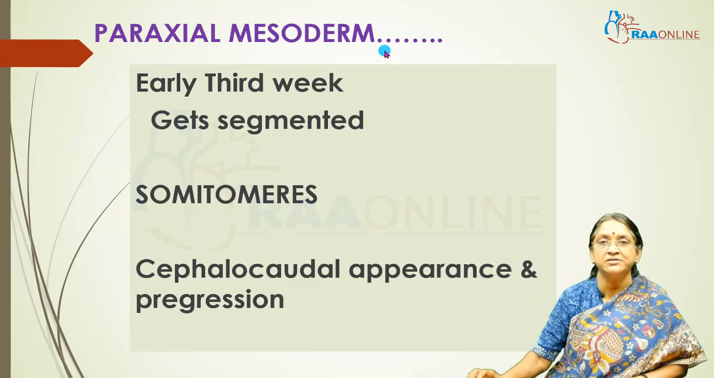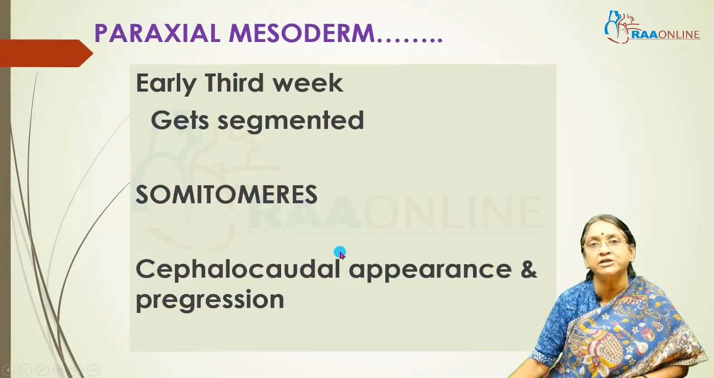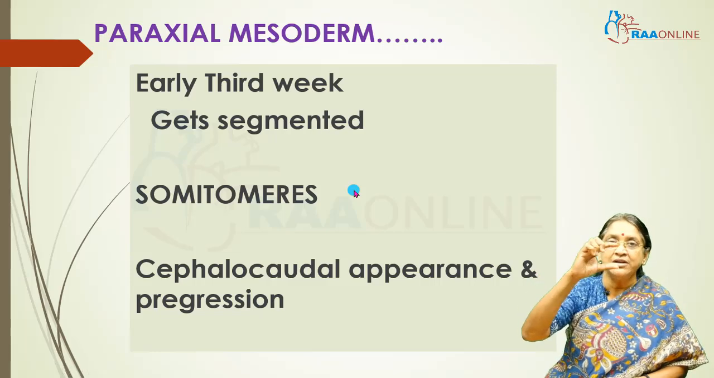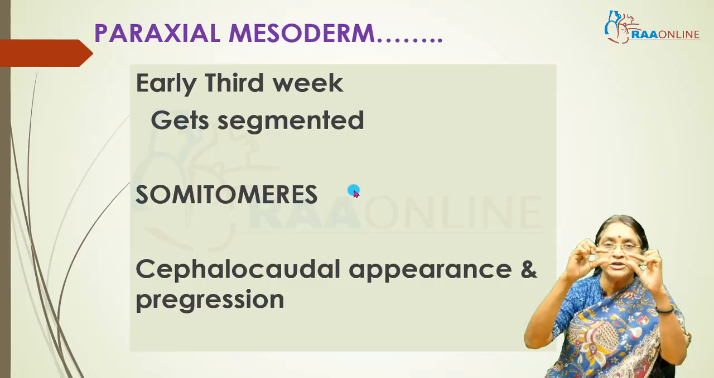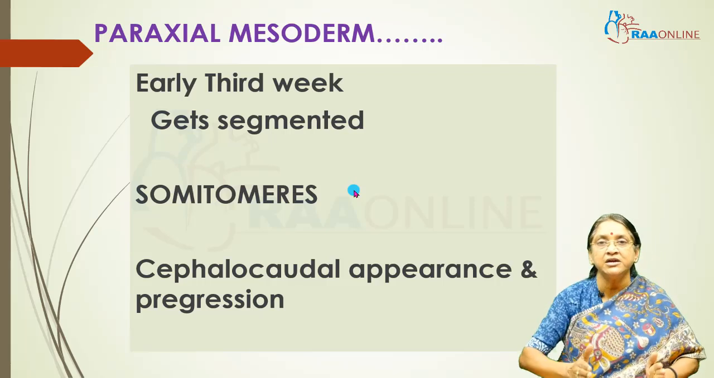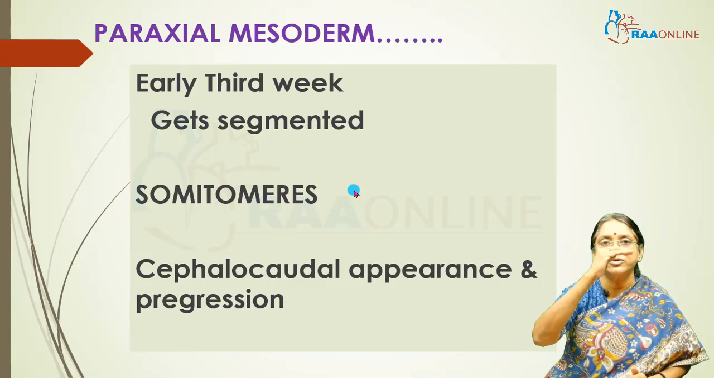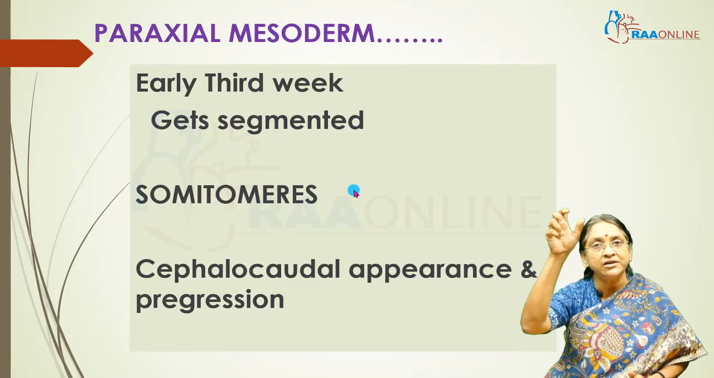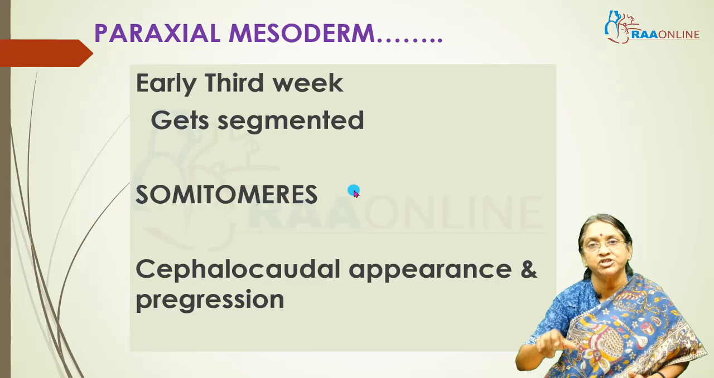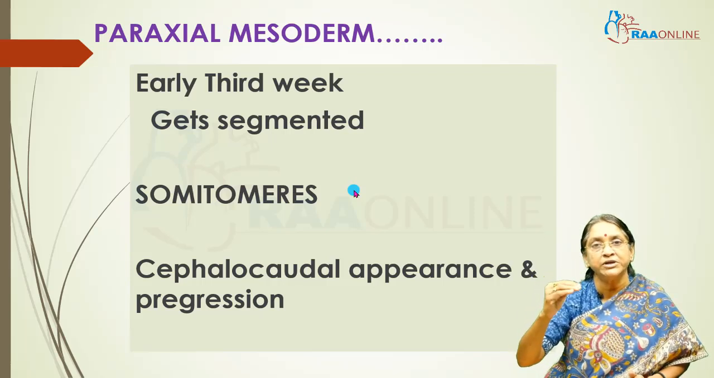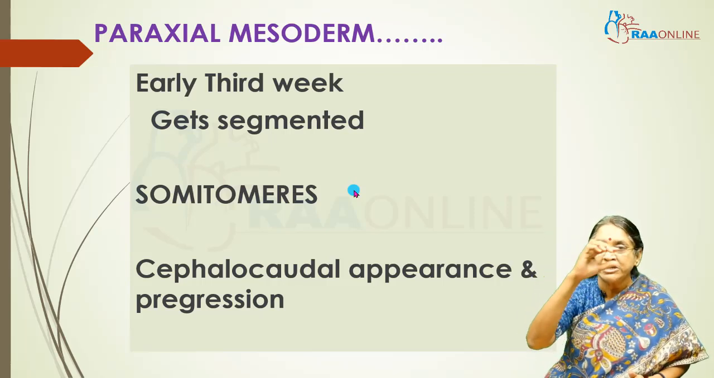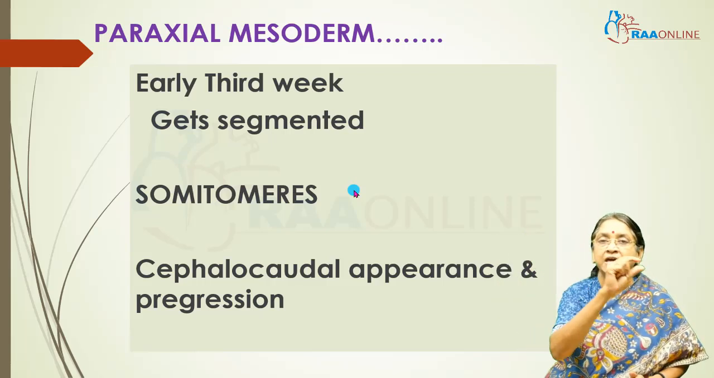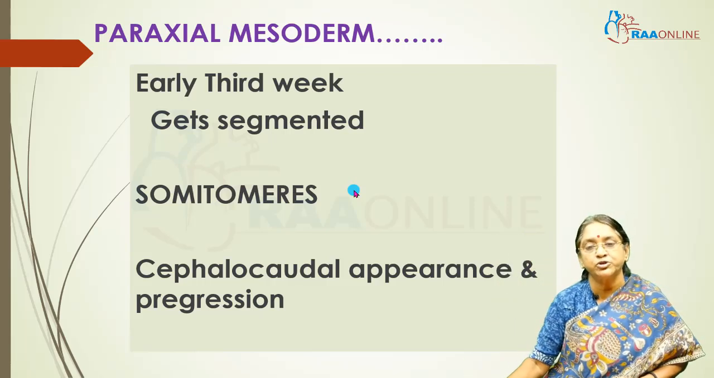Each segment is called a somatomere. Now, at each level, you will find a pair of somatomeres, isn't it? If a linear mass of paraxial mesoderm undergoes segmentation, you get 1, 2, 3, 4 somatomeres. On the other side, if this is left, on the right side you will still have another mass of paraxial mesoderm, which will be undergoing segmentation. So, for each segment, there will be a pair of somatomeres.